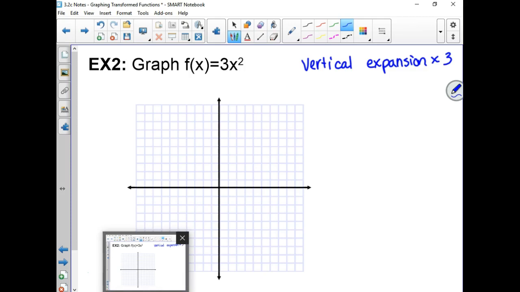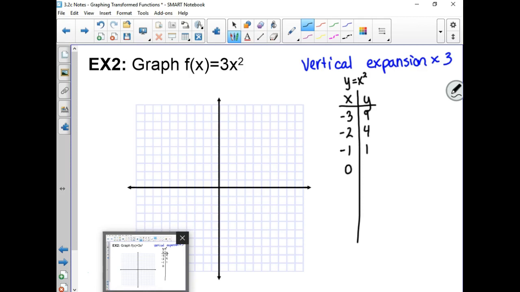All right. So, I actually am going to go ahead and make that chart that I made on the last one. So, I'm just doing right now y equals x squared. Okay? So, that means I'm going to start with negative 3 squared is 9, negative 2 squared is 4, negative 1 squared is 1, 0 squared is 0, 1 squared is 1, 2 squared is 4, and 3 squared is 9. Those are just those same points that we graphed on the earlier example, right?